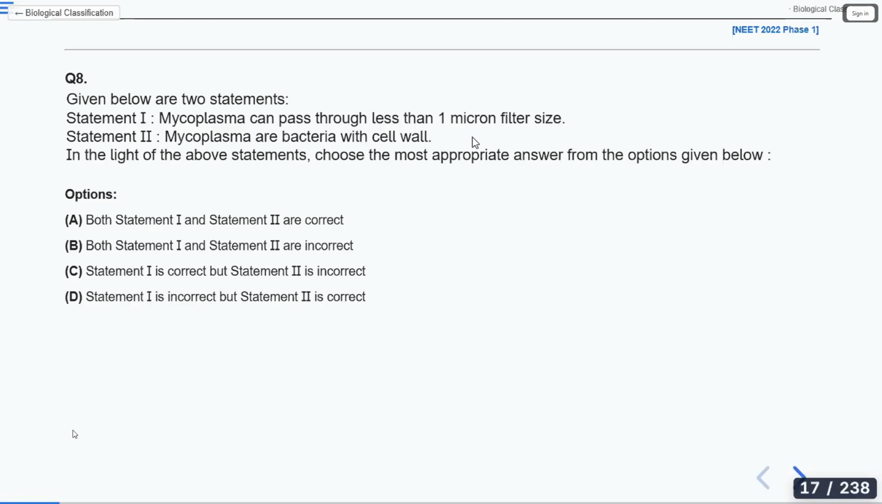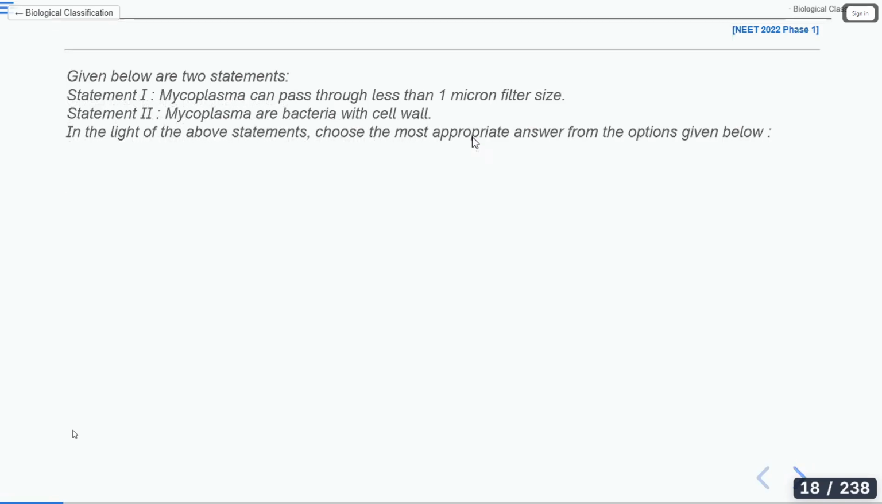Somehow you have given the answer that mycoplasma lacks cell wall. Then let's see whether the option you have told is correct. What you have told? Option C. Statement 1 is correct and statement 2 is incorrect. So option C is the correct answer. You have already said that mycoplasma doesn't have a cell wall, but statement 2 states that mycoplasma are bacteria with cell wall. So statement 2 is incorrect.